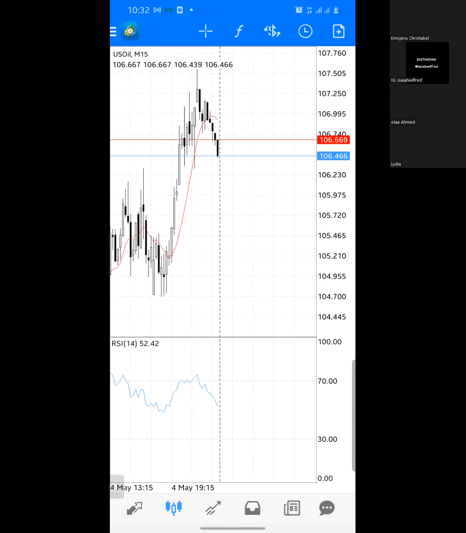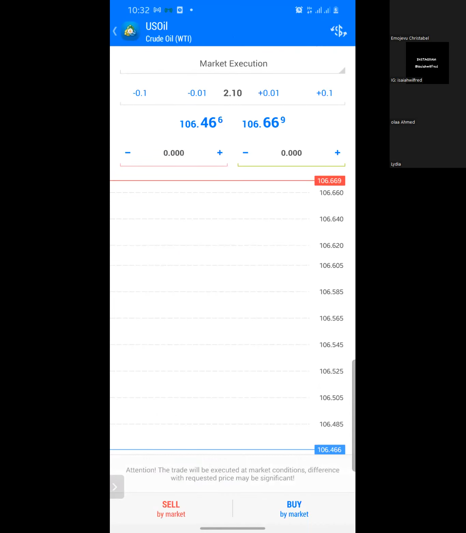Click on the plus button at the top right, like you want to take a trade. If you're using an Android phone, look at the bottom: you can see sell by market and buy by market. Now on your screen, you're going to see that we have two prices.